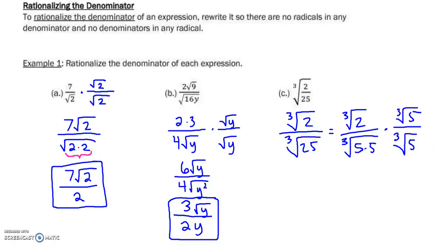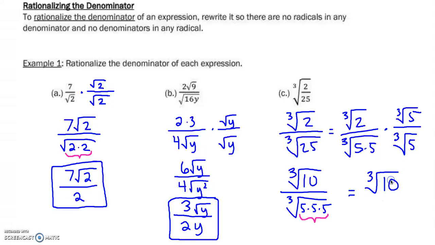And this turns this fraction into the third root of 2 times 5, or 10, over the third root of 5 times 5 times 5. And now I have a group of 3 5's inside that third root. And so I can take 1 out and get rid of the radical. And so this turns into the third root of 10 all over 5. I no longer have any radicals in the denominator, no denominators inside my radical, and so I am finished.